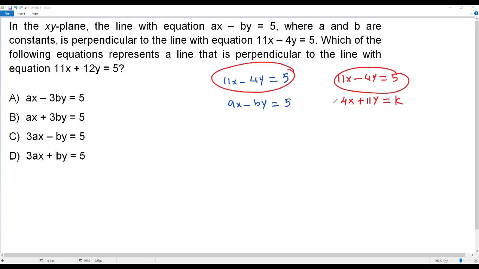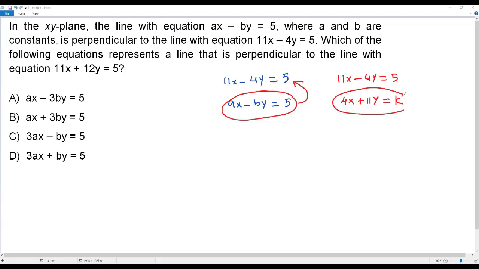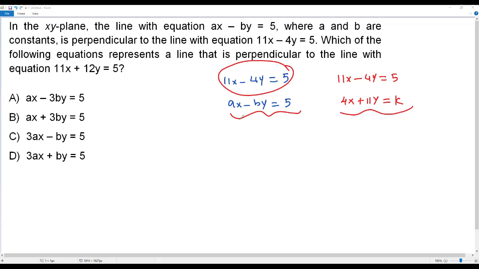Here we have 11x - 4y = 5, and this is the equation of the line perpendicular to this one. So this one also is the equation of a line perpendicular to the same line 11x - 4y = 5. So both ax - by = 5 and 4x + 11y = k are perpendicular to the same line. Then how should these two lines be? These two lines should be parallel. If two linear equations are in standard form and the lines are parallel, then the coefficients of x and the coefficients of y must be equal.